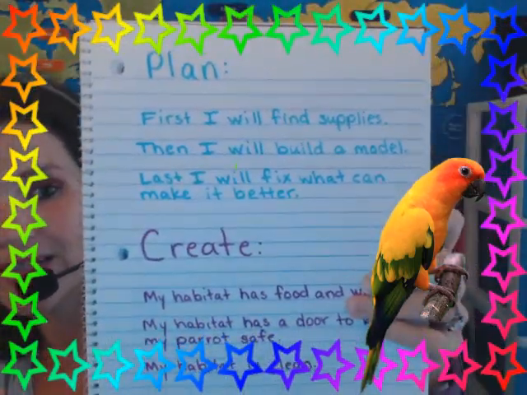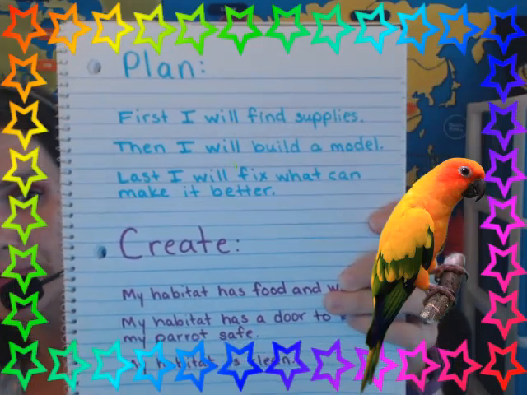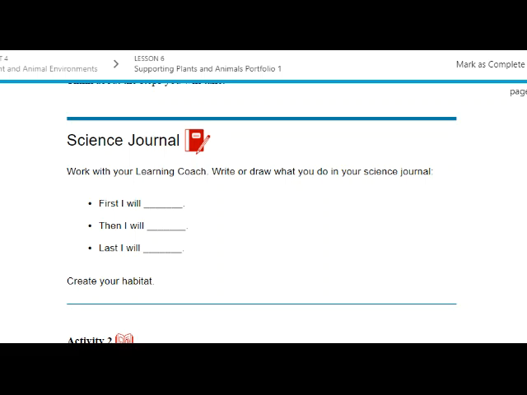I wrote first, I will find supplies. Then I will build a model. Last, I will fix what can make it better. So remember, when you build your first model, you might think, oh no, maybe I need something more. Maybe I need something less. That's how you can improve your model and your animal's habitat. All right, so there are those sentence starters.